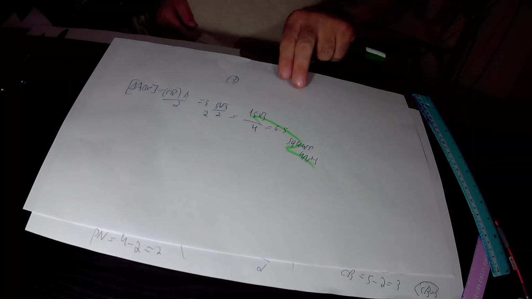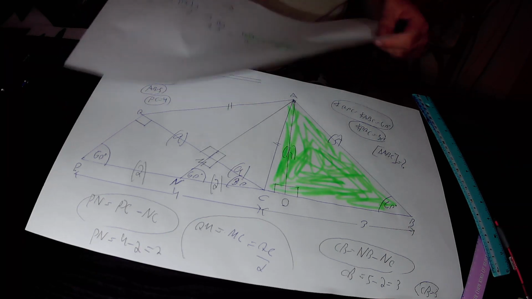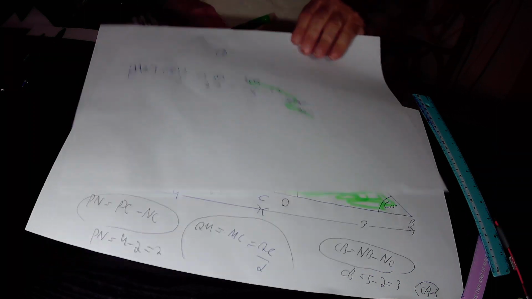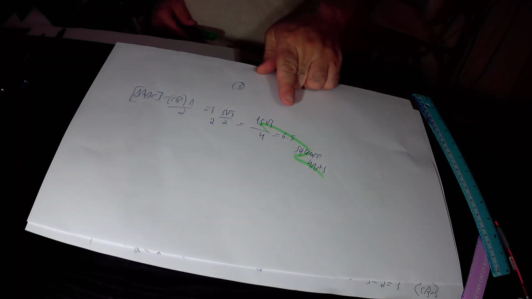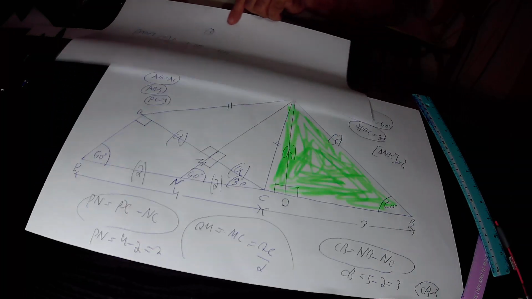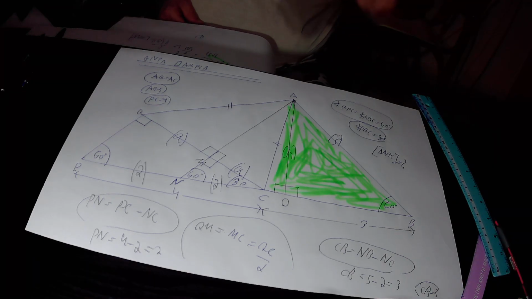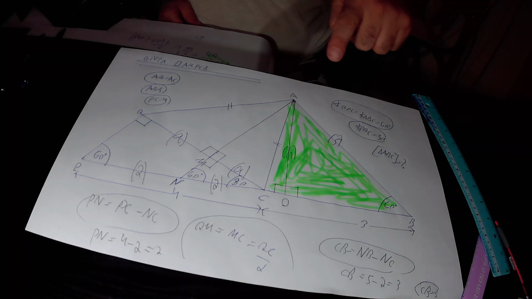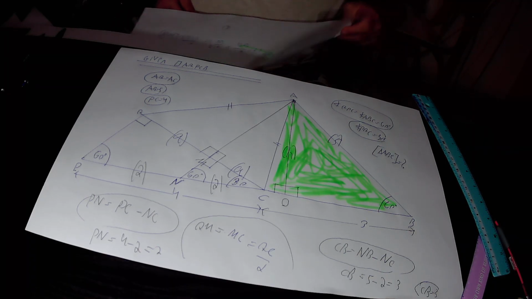So in total, we found that the area of this green triangle ABC equals 15 times square root of 3 over 4 square units. In terms of numbers, the area of this green triangle ABC is equal to 6.5 square units in its size. Okay, thank you very much.